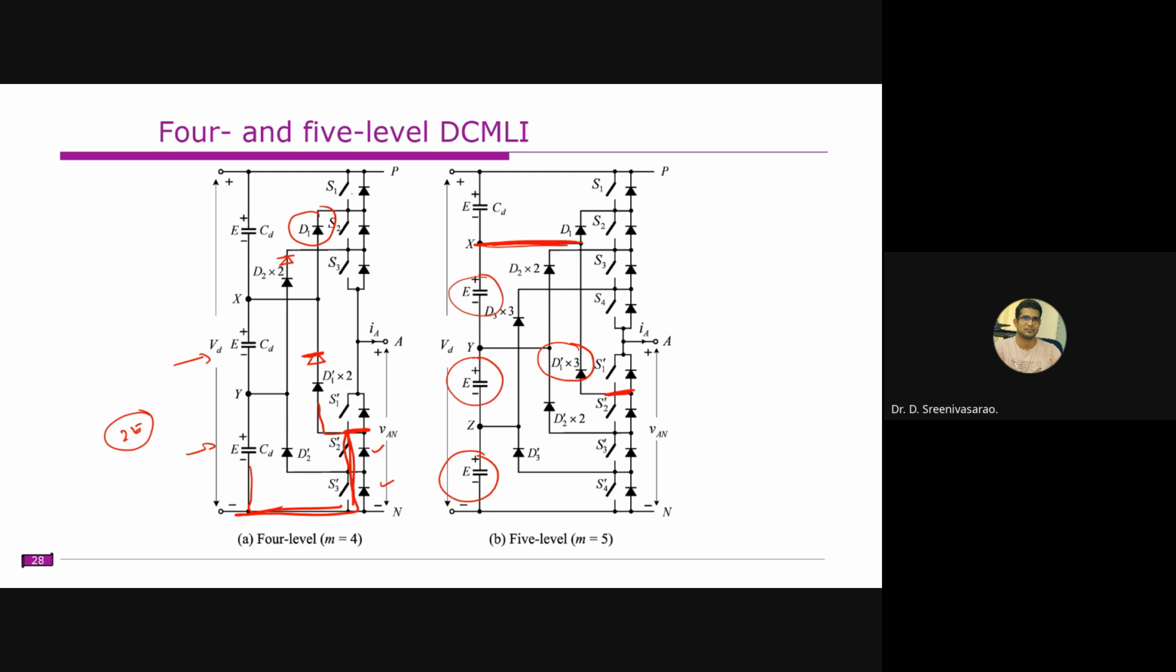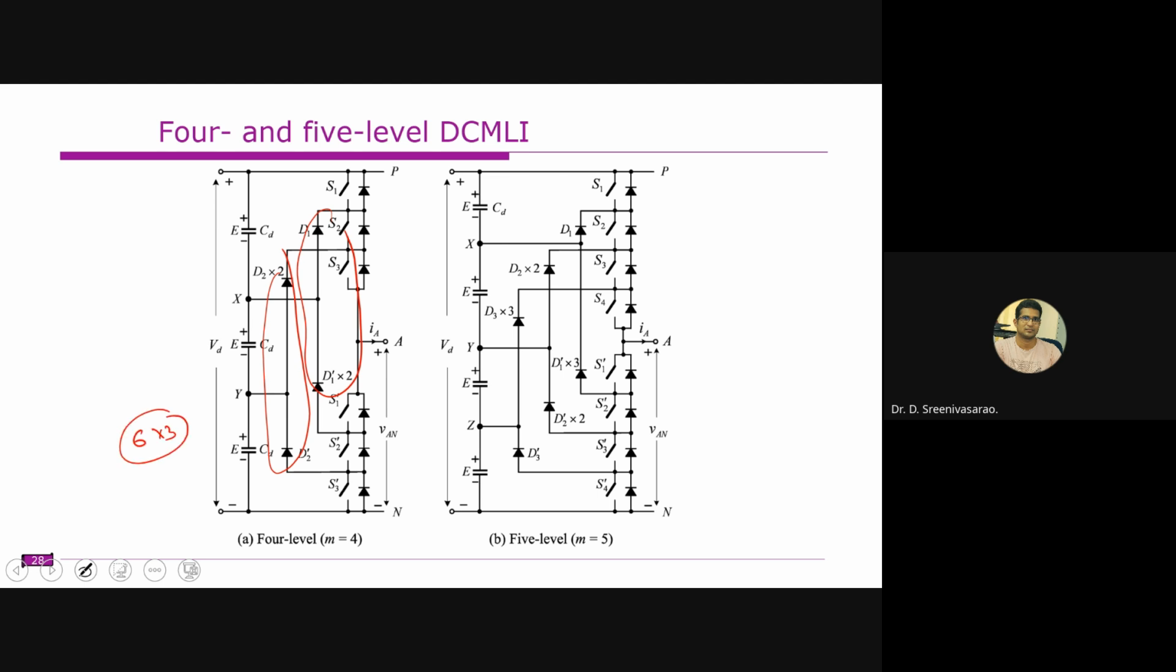So the main drawback with the diode clamp is the increase in number of diodes, right? Even though I'm showing you fewer diodes here, in this case each one requires 3 diodes and this requires 3 diodes. That means 6 diodes are required per phase, so you require 18 diodes here. Similarly here 4, 4, 4, so you take 12 diodes here, and for 3 phase, you require 36 diodes.